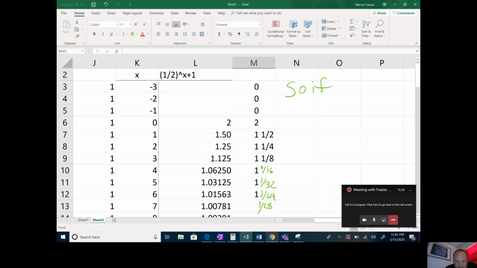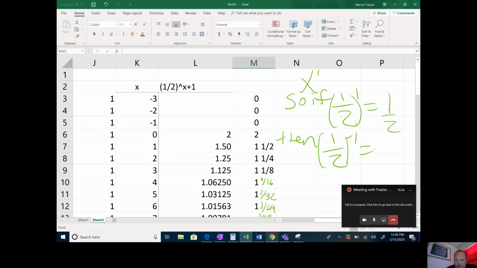Anyway, so if 1/2 to the 1 power equals 1/2, then 1/2 to the negative 1 power would just be flipping that over based on what we just went over. Anything x to the 1 power just equals x. So 1/2 to the 1 power equals 1/2. So if we flip that over, then the 2 goes on top and the 1 goes on the bottom, equals 2.